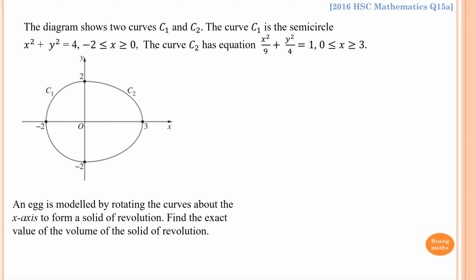The diagram shows two curves, C1 and C2. The curve C1 is a semicircle, x squared plus y squared equals 4, between minus 2 and 0.